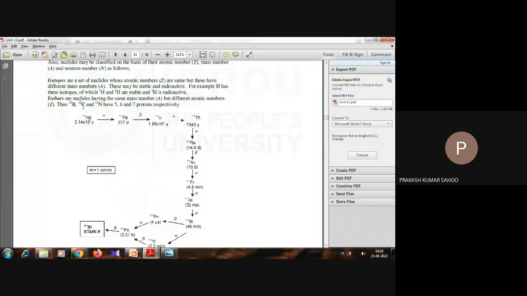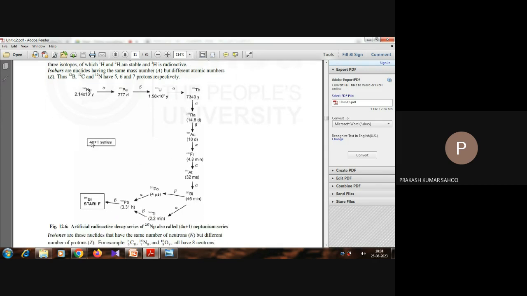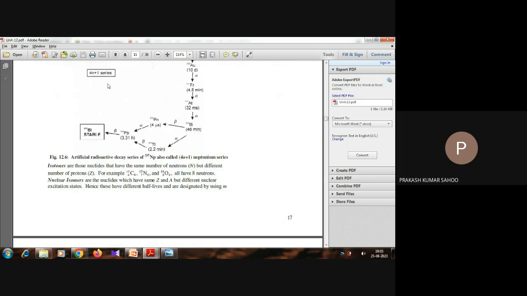Like boron 12, carbon 12, N12. These have proton numbers 5, 6, 7, but they have the same mass number, 12, 12, 12. So this is the 4n plus 1 series, that is neptunium to bismuth, and this is the conversion: neptunium to protactinium, followed by uranium, thorium, radium, actinium, francium, astatine, bismuth, thallium, lead, or from bismuth to polonium, lead and then bismuth. So this type of conversion is included in the 4n plus 1 series.